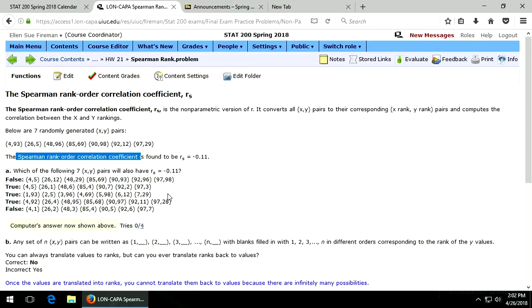Does that answer your question, everyone? Put it into ranks. That's the whole point, that once you change the values into rankings between the numbers 1 and 7, you just look for the same 7 pairs. Do you want me to go further with this, anybody, or do you understand now how to do it?